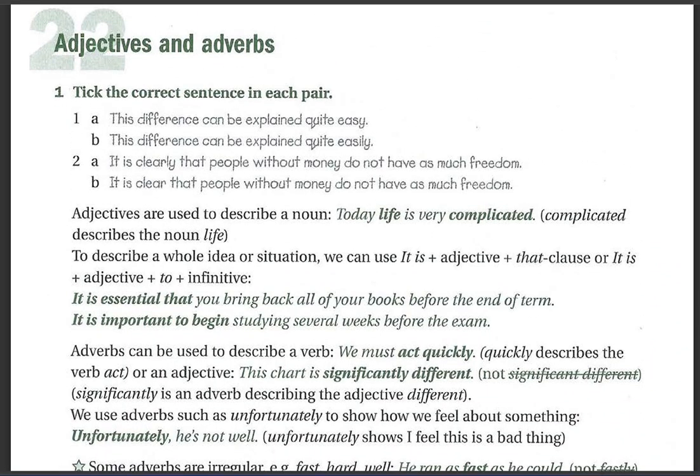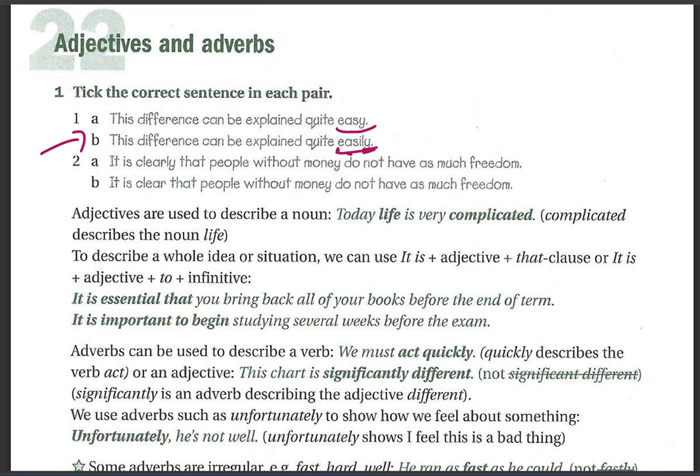Unit 22, adjectives and adverbs. Look at part 1. Tick the correct sentence in each pair. Number 1. A. This difference can be explained quite easy. B. This difference can be explained quite easily. So we have adjective and adverb. What do you think? Which one is correct? It's B. This difference can be explained quite easily.